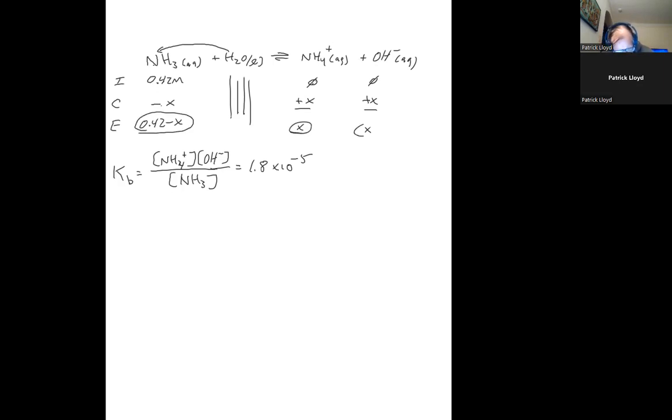These ones right here. So that's equal to x times x over 0.42 minus x equals 1.8 times 10 to the minus 5. But remember what I said for weak acids. If the value of K is much less than the initial concentration, now think about it. The initial concentration is 0.42. The value of K is 1.8 times 10 to the minus 5. So that's thousands of times smaller. If that's the case, then x is going to be very small relative to the initial concentration. x is going to be much less than 0.42.